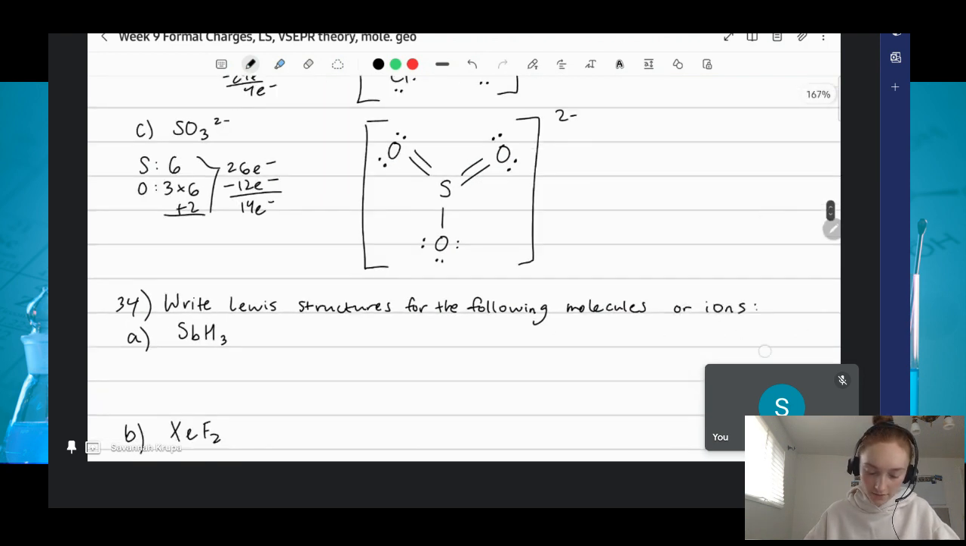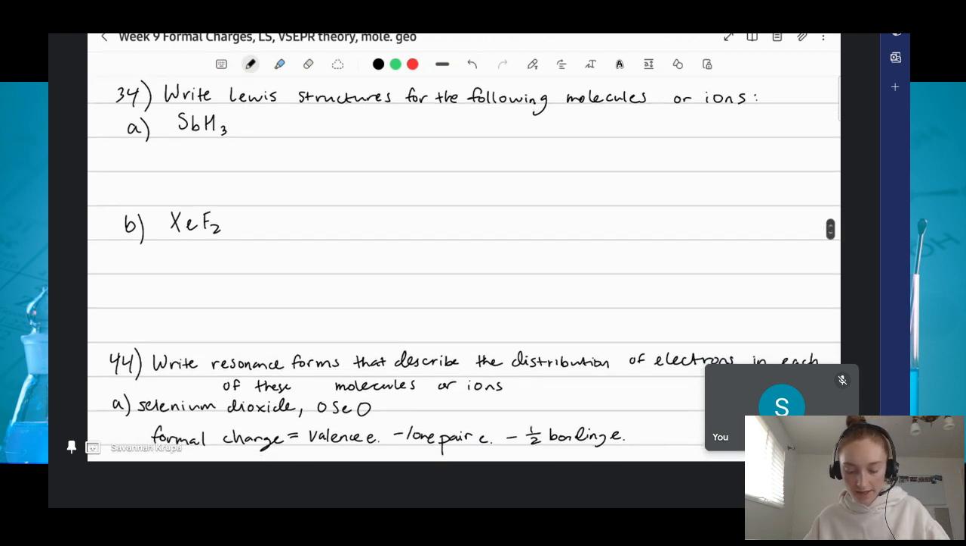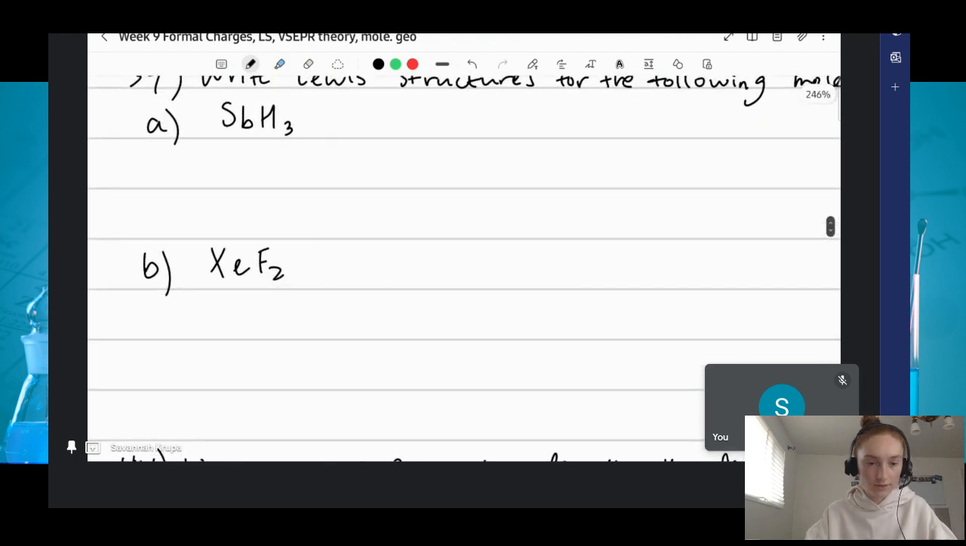Okay, let's move on to the next one here. So we have SbH3 for this Lewis structure. Let's write down what that looks like. Sb has a valence electron number of 5, and the hydrogen, since there's 3 of them, we'll do 3 times 1. These are all neutrally charged, so that is a total of 8 valence electrons.